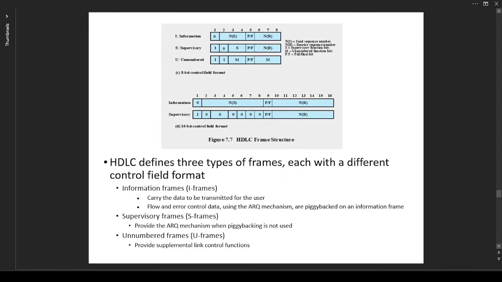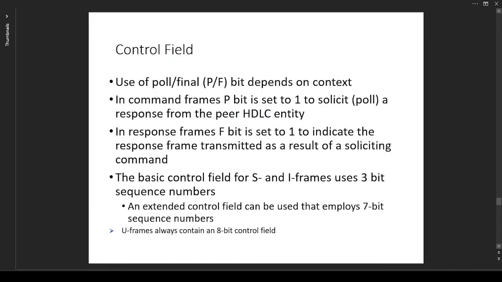Figure 7.7, C and D, as you can see. Its use is explained in the discussion of HDLC operation later in this chapter. Control field. All of the control field formats contain the poll/final bit. Its use depends on context.